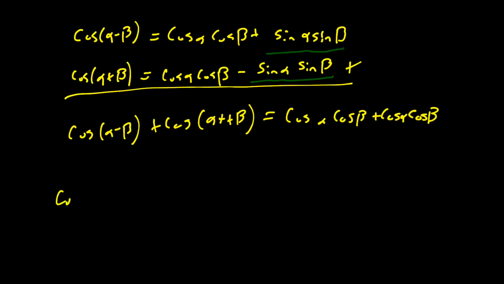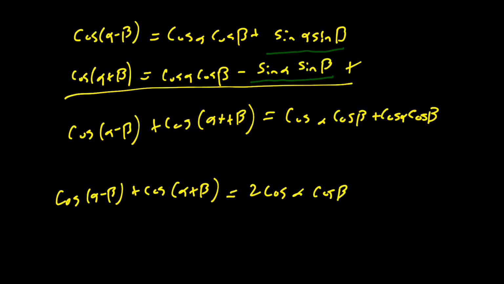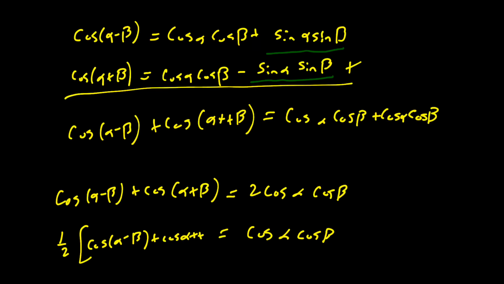So simplifying this, our cosine of alpha minus beta plus our cosine of alpha plus beta is going to be equal to 2 times our cosine of alpha cosine of beta. Now, dividing both sides by 2, we'll get our identity. So this becomes our cosine of alpha cosine of beta is equal to 1 divided by 2 times our cosine of alpha minus beta plus cosine of alpha plus beta. And we're done.